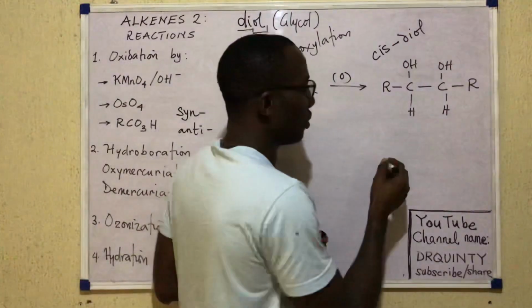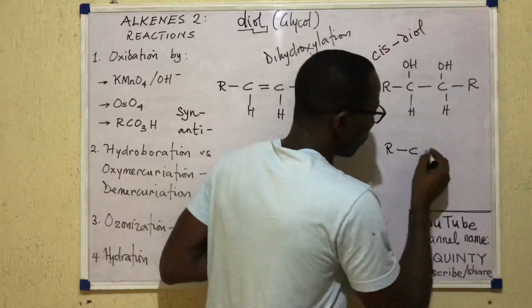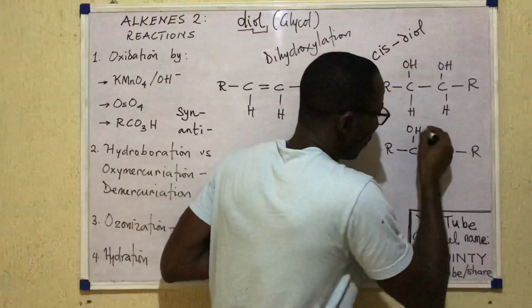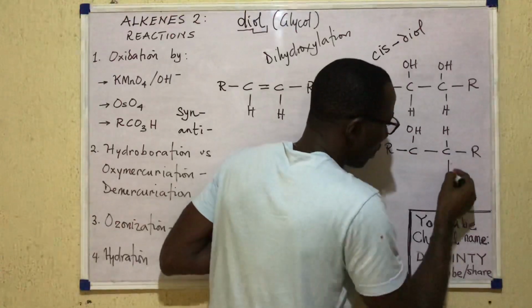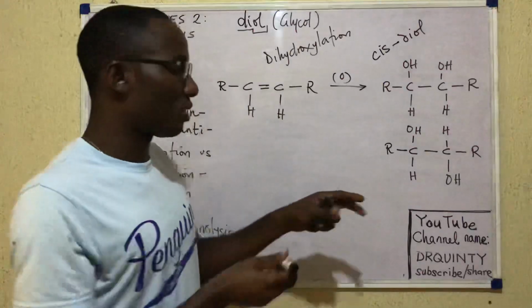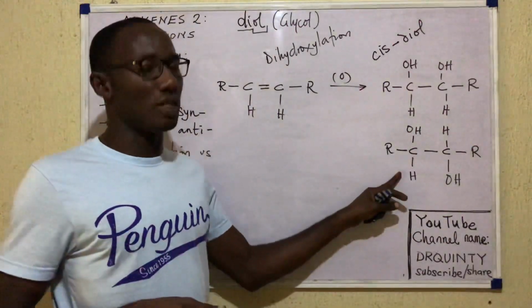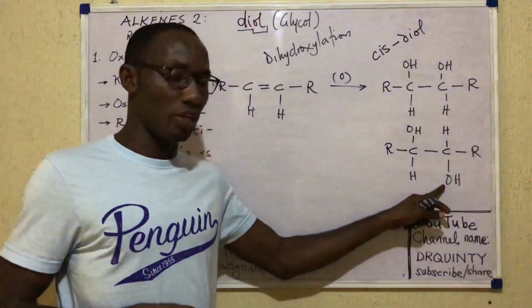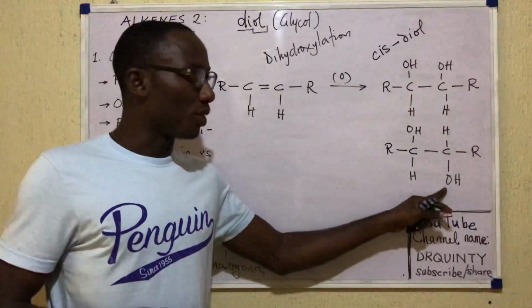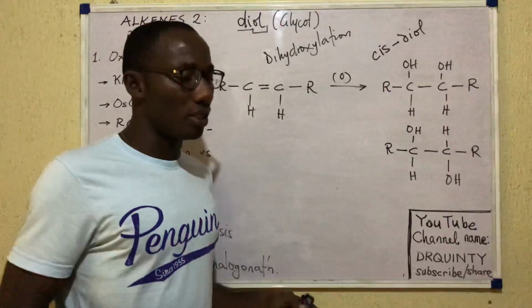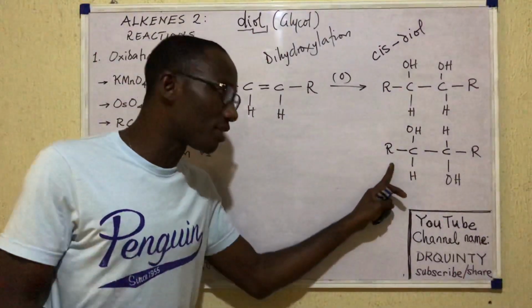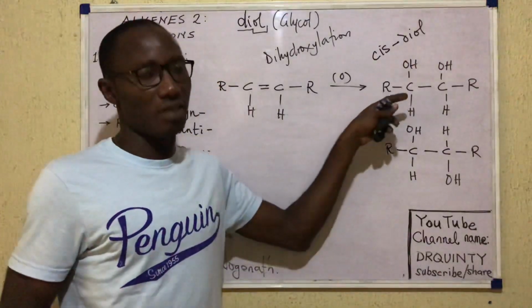But imagine me drawing something like this. So within reasonable error limits, what I'm drawing now is permitted. So this is H, and then that is OH, and this is H. So what you are seeing down here is also a diol because it has two OH groups. But this arrangement that we are looking at, this orientation, is called the trans configuration. So this is a trans diol and that one is a cis diol.